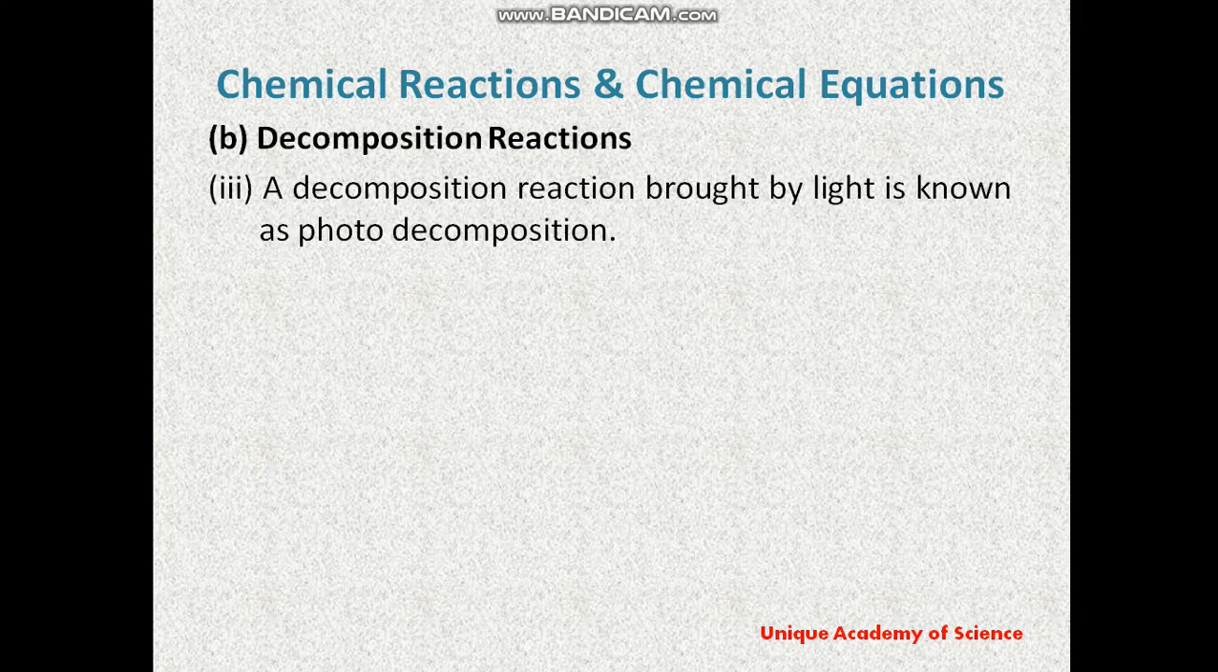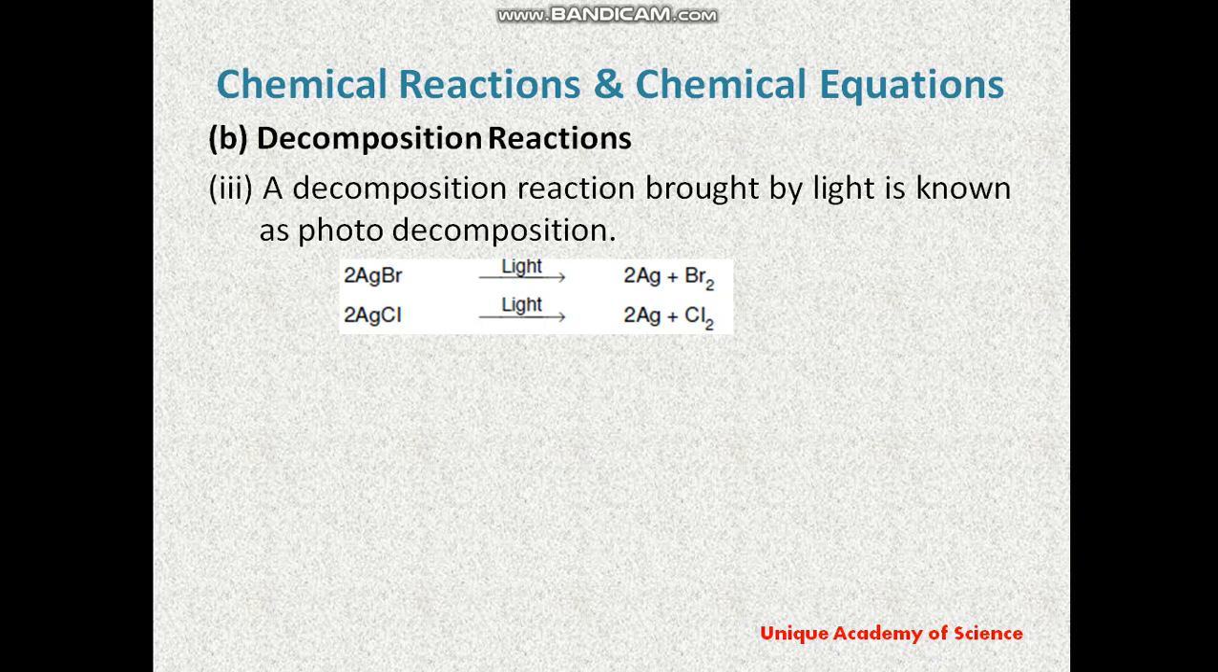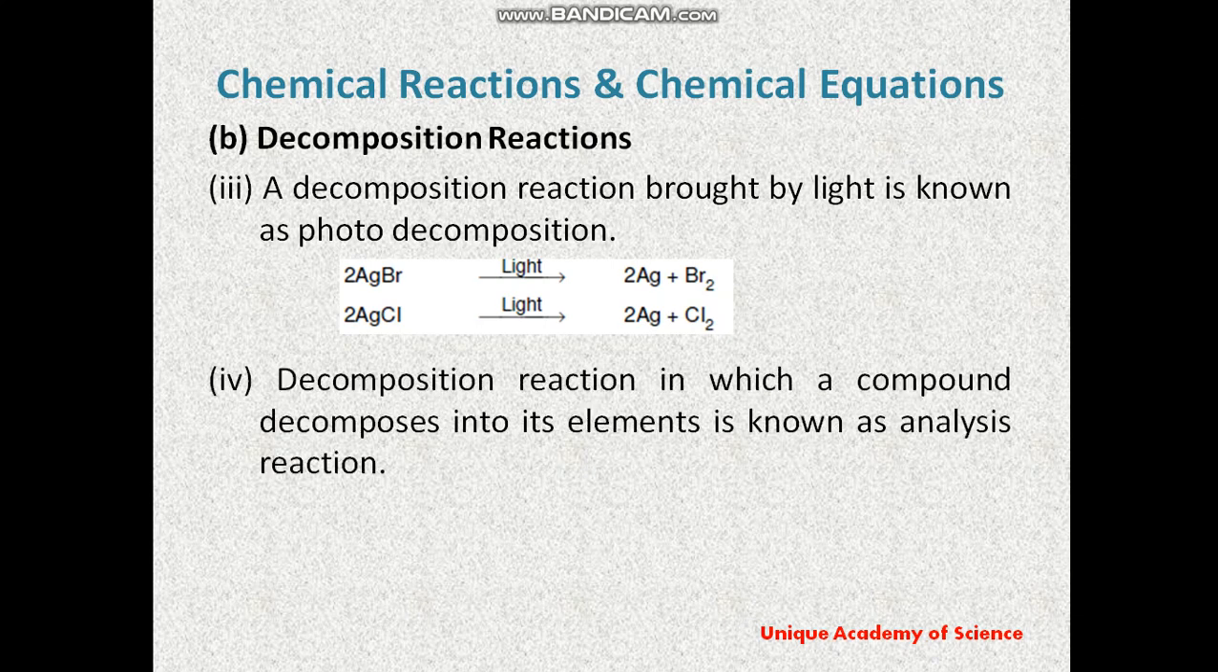Now third, in which we use light, meaning sunlight, it is known as photo decomposition reaction. For example, AgBr, meaning silver bromide: if we give silver bromide light, then it gives silver and bromine gas. Same as AgCl, meaning silver chloride, if we give light energy, it is converted into Ag and chlorine gas. Okay, so this is known as decomposition reaction.